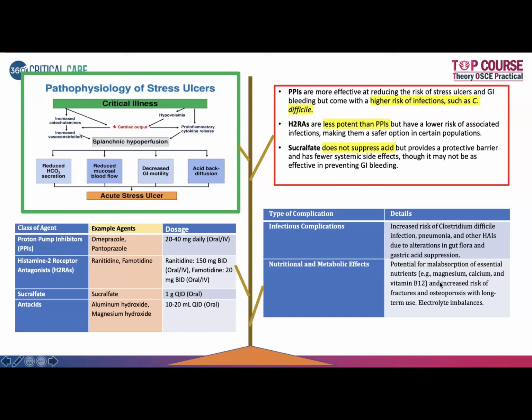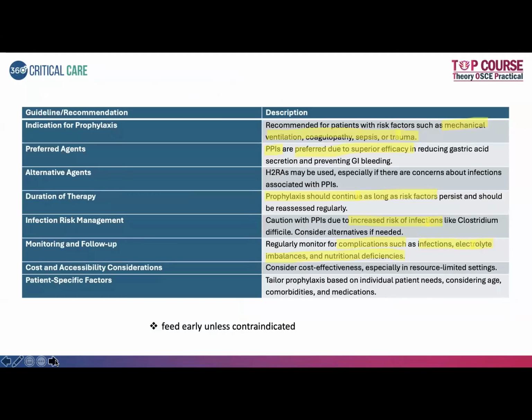So we already saw pneumonia, Clostridium difficile, and other hospital-acquired infections because of alterations in the gut flora due to gastric acid suppression. It also affects nutrition, like malnutrition due to decreased absorption of magnesium, calcium, and vitamin B12. Osteoporosis can occur, along with other electrolyte imbalances.